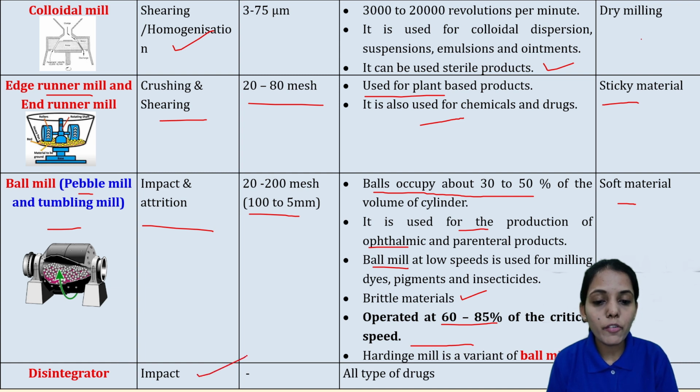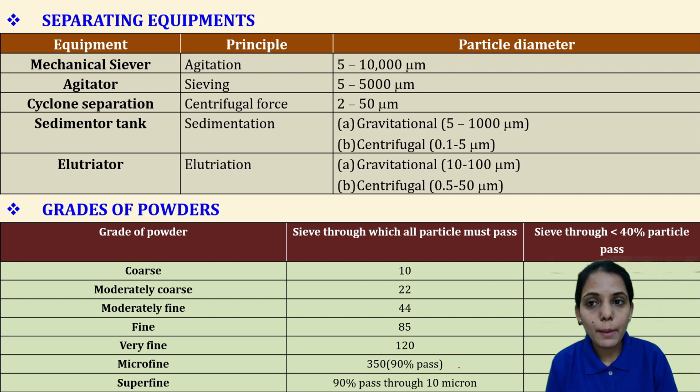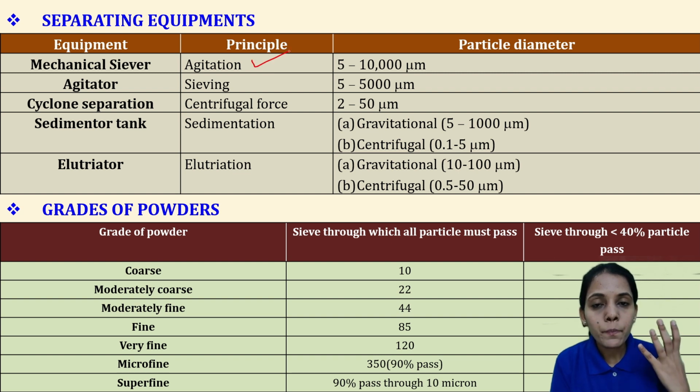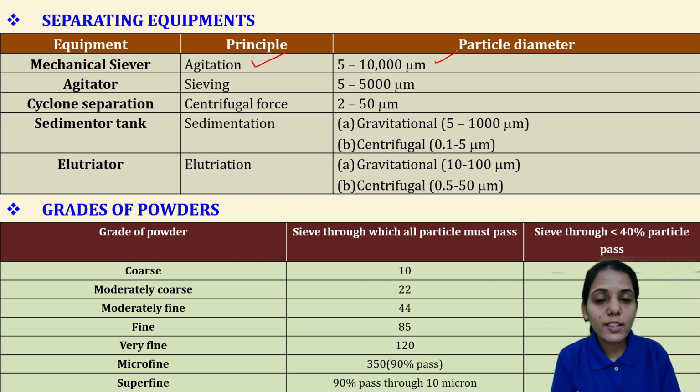Disintegrator works on the principle of impact, and all types of drugs can be size reduced using disintegrator. Next is separating equipment. Mechanical sieves, we know that sieves are generally arranged in serial order. We will see on each sieve different sizes of particles will be obtained. The principle is agitation, because we are shaking the sieves for a certain period of time. Particle diameter 5 to 10,000 micrometer can be obtained depending upon which sieve we are looking for. So the principle is sieving, 5 to 5,000 micrometer.